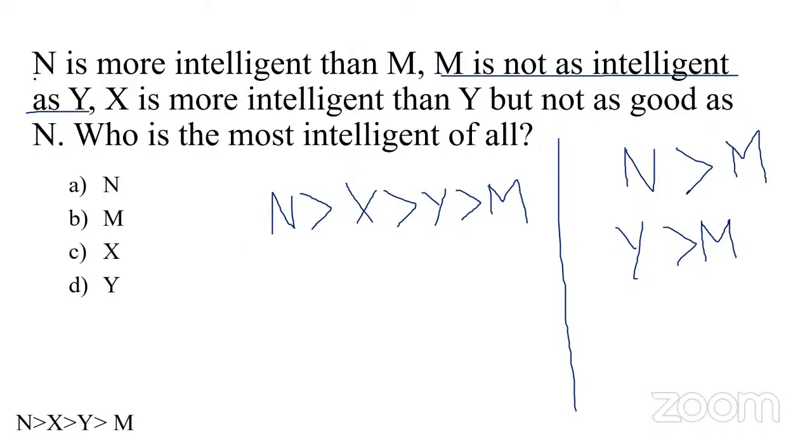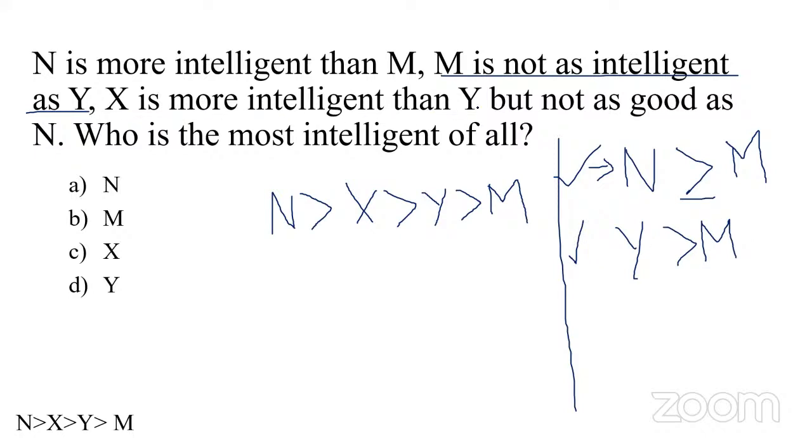So the first statement is N is more intelligent than M, right? So I have written N is more intelligent than M. Next, what is given? M is not as intelligent as Y. This shows that Y is more intelligent than M, right? I can rearrange this, so I'm writing Y is more intelligent than M. Fine. With this, the second statement is also over.